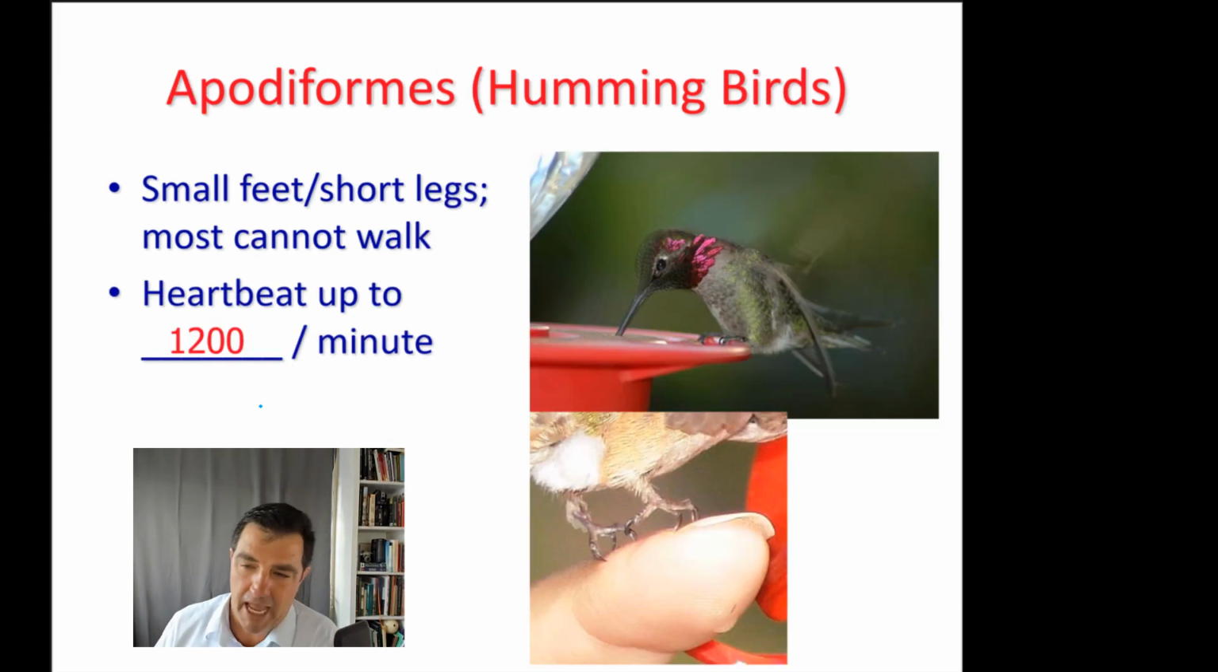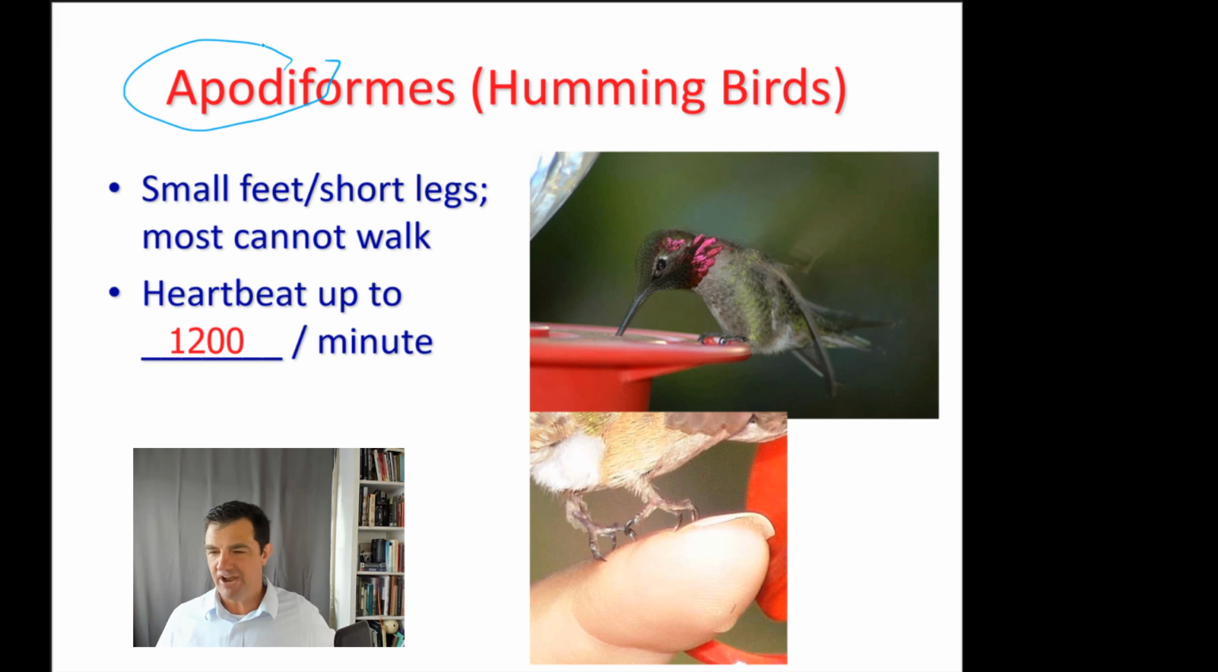Then we have the Apodiformes, which are the hummingbirds. As the name sort of implies, Apodiformes, you would think they don't have any feet. When they were named, they thought the birds didn't have any feet, but they do have these little tiny feet. They're very tiny, almost useless feet. Most of them can't walk. And they use them really just to perch or that kind of thing.